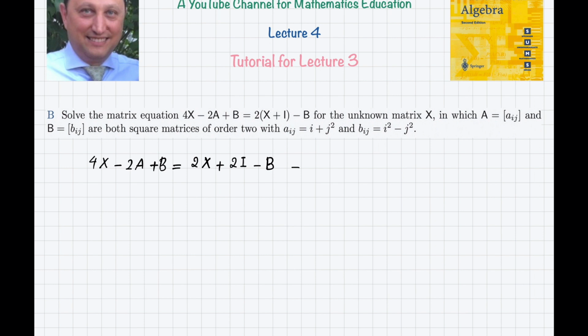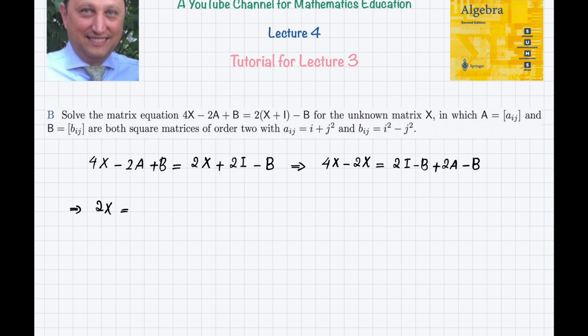Okay, so what I do, I actually move 2x to the left, so it becomes 4x minus 2x, and then I will move everything else to the right. So minus 2a goes to the right, b goes to the right. I already have 2i here and minus b there. So I would have 2i minus b, and I move minus 2a to the right, it becomes positive 2a, and I move b to the right, it becomes negative b. And I have 4x minus 2x can be written as 2x, and on the right hand side minus b and minus b becomes minus 2b.